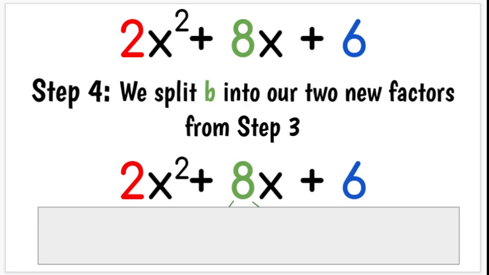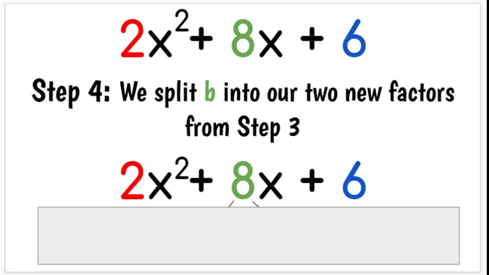This piece here is where things start to get a little bit different than what you have seen thus far. We have a number in the front here. There's a 2 here, so we can't just stick terms in parentheses and call it a day. So what we're going to do is we're going to take our B and we're going to split it into our two new factors that we just discovered in step 3. So we just said the two things that make up 8 were 2 and 6.